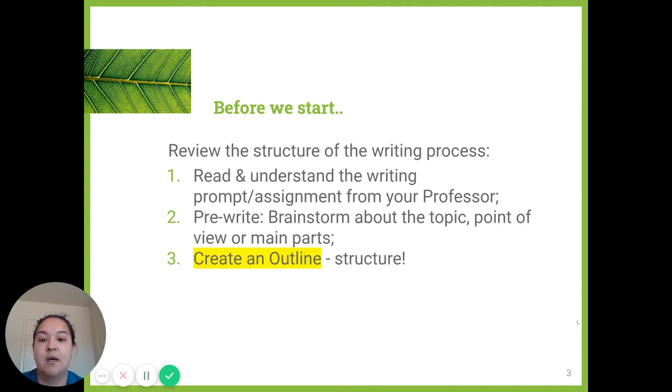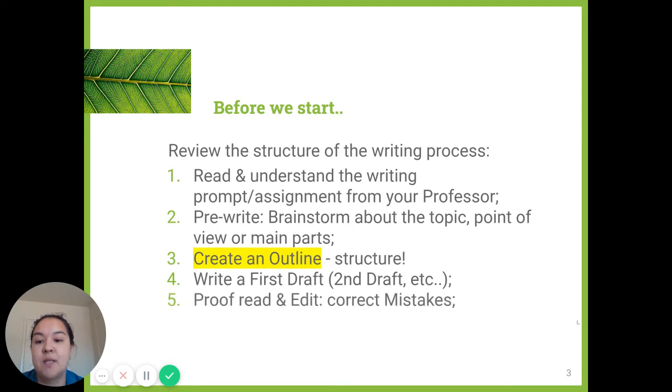writing piece. Outline is a structure and a skeleton of our paper, so you cannot dismiss that step. It's one of the most important ones. Next step is writing a first draft of your paper essay. Step 5 is to proofread and do mistake correction of your paragraphs, of your draft.